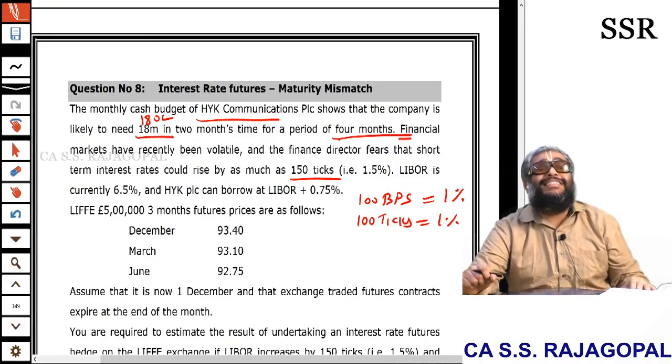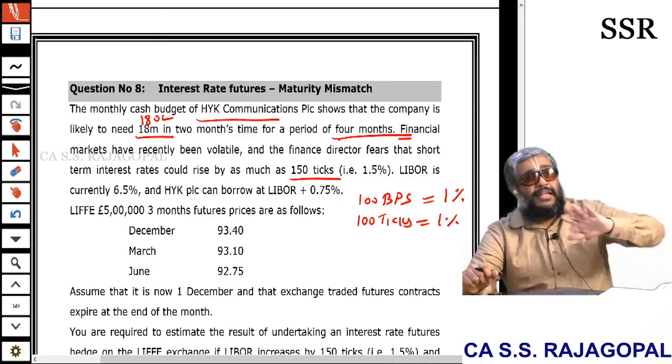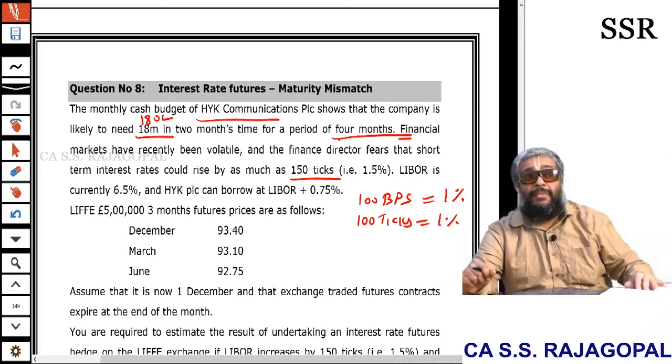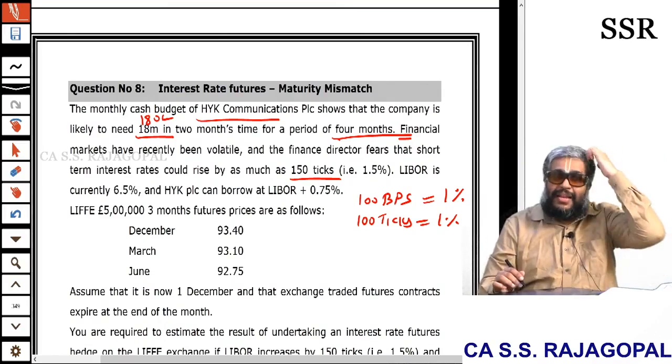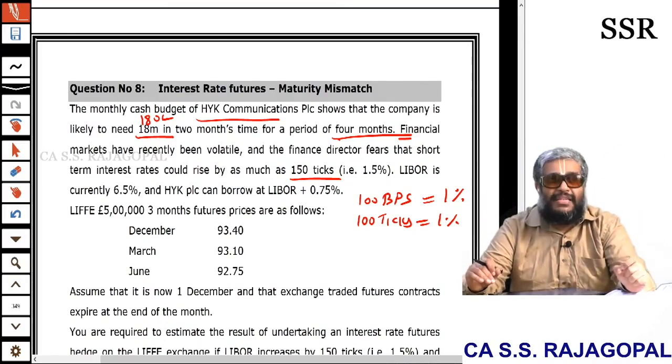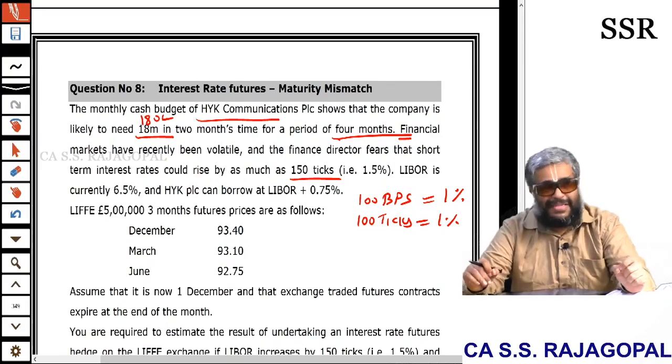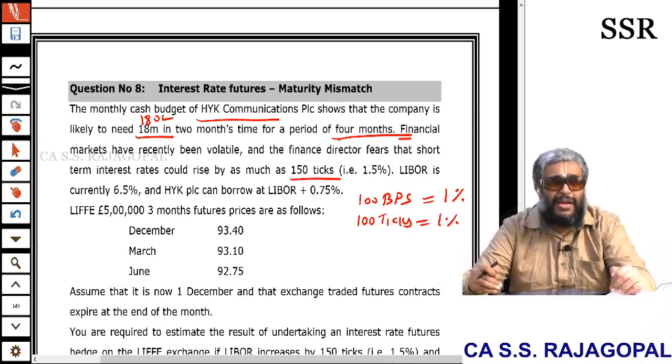Tell me how many ticks change here? 25 ticks. Interest rate changes by 150 ticks up. Now how much percent? 1.5% and so on. So normally please understand that 100 ticks or 100 basis points will be called 1%. Everybody understanding? Another name here.